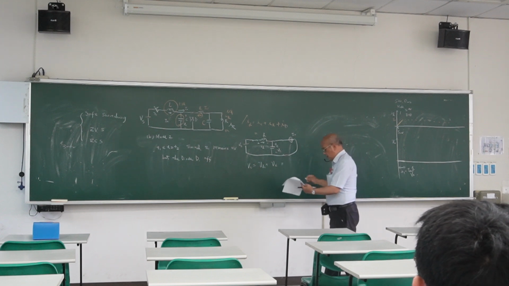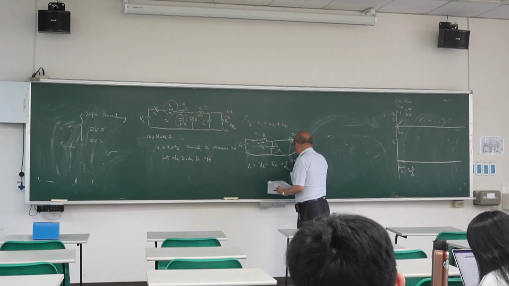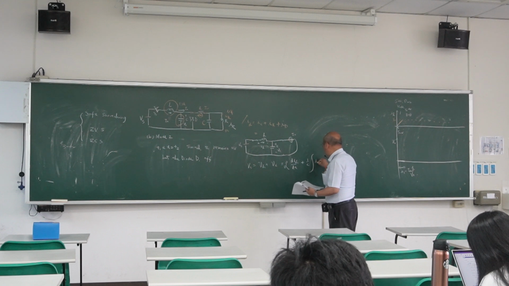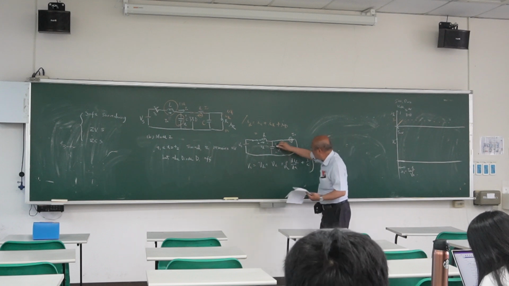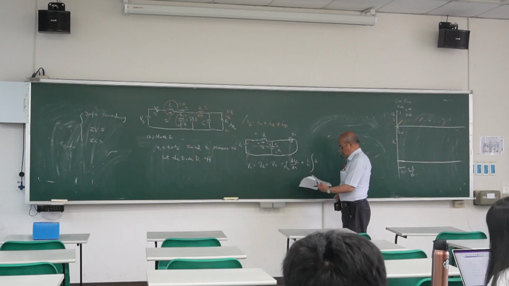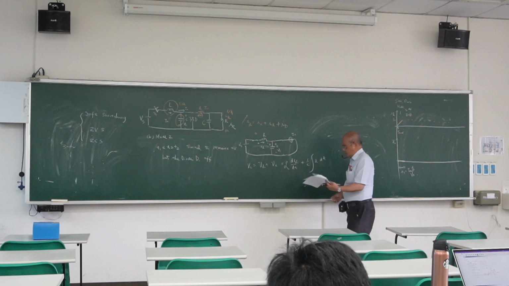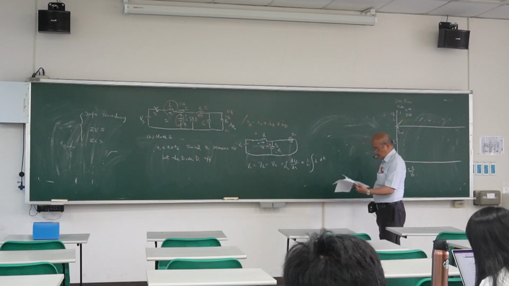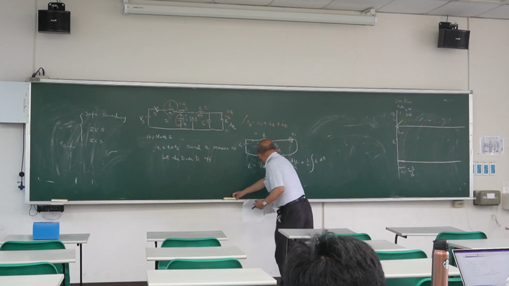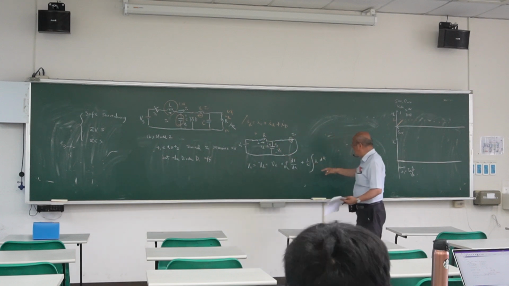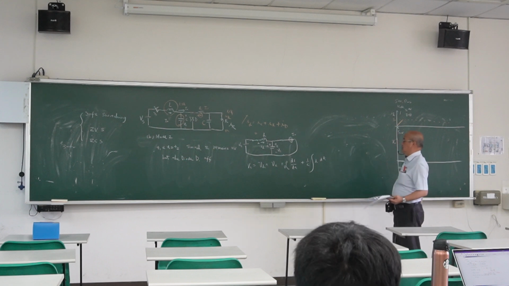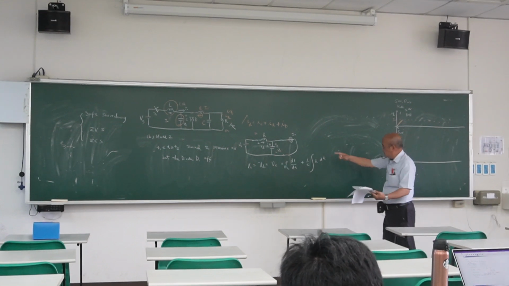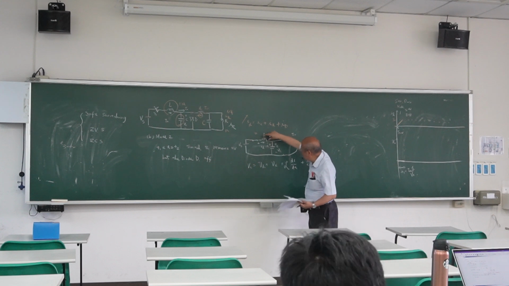What is VL? VL is L di_L/dt. What is Vc? 1 divided by C, then this current goes here, so we have the integral of i dt. So we can say L di/dt plus 1 divided by C integral of i dt. So it is like this. So we have this circuit. This voltage equals this voltage plus this voltage.